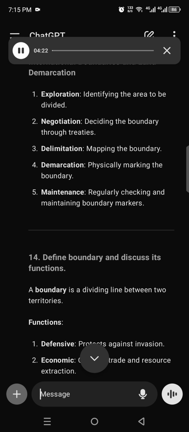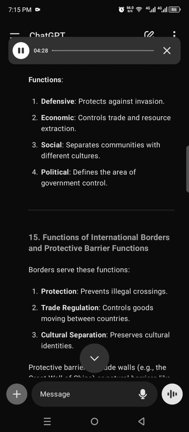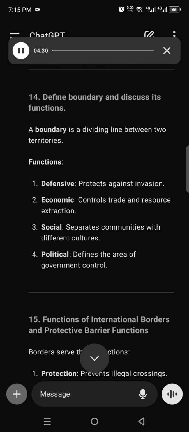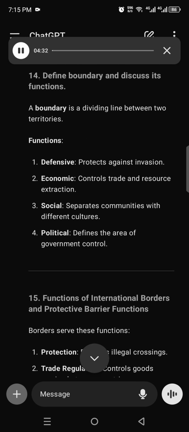14. Define boundary and discuss its functions. A boundary is a dividing line between two territories. Functions: 1. Defensive, protects against invasion. 2. Economic, controls trade and resource extraction. 3. Social, separates communities with different cultures. 4. Political, defines the area of government control.